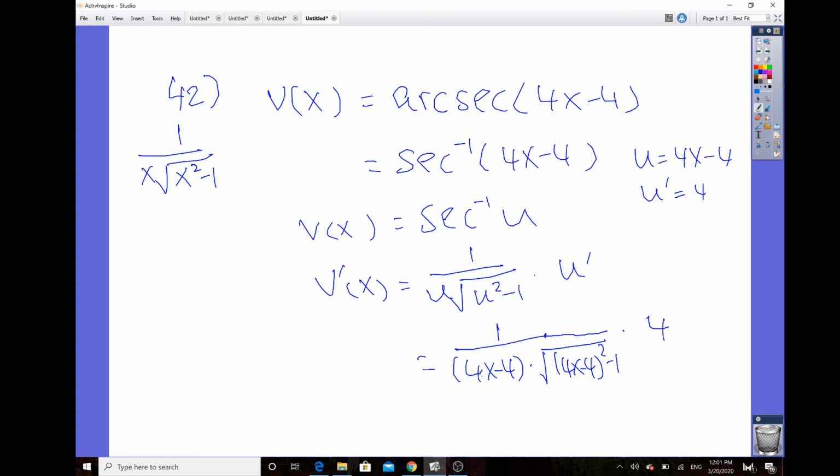And for those who might be wondering, can I cross out the 4? Can I factor out 4 here? Yes, you may. So cross that out, the 4 and the 4, because here you want to take out the greatest common factor. So eventually, what's left here is 1 over the quantity of x minus 1 times the square root of the quantity 4x minus 4 squared minus 1. Okay? So this one is for number 42.